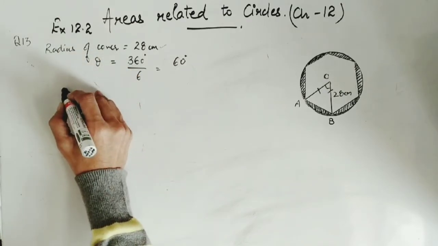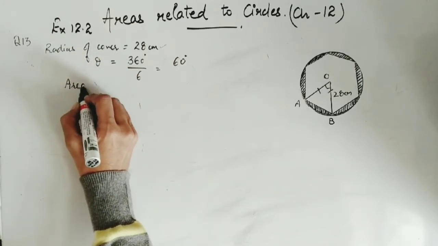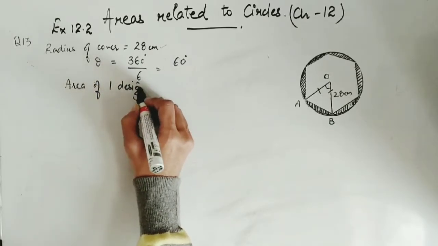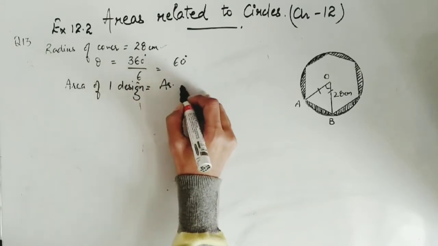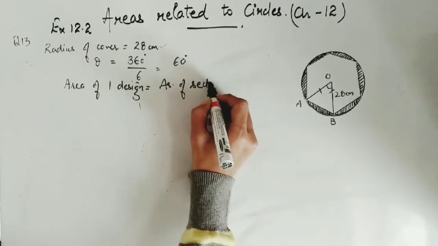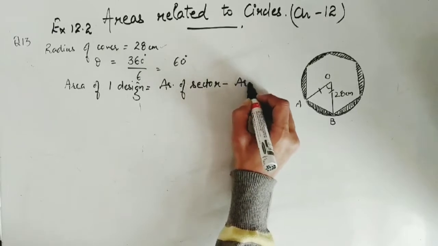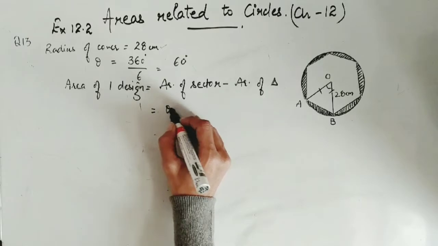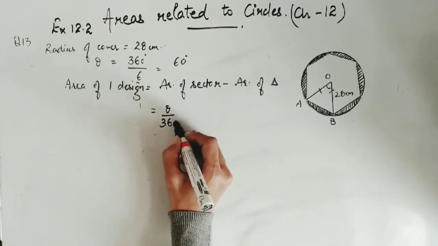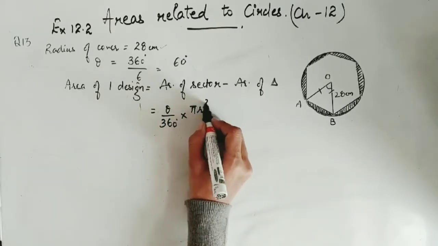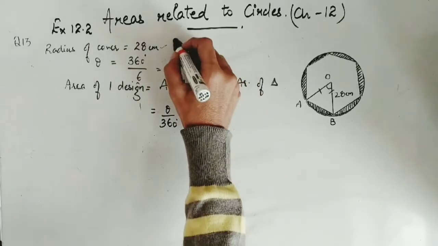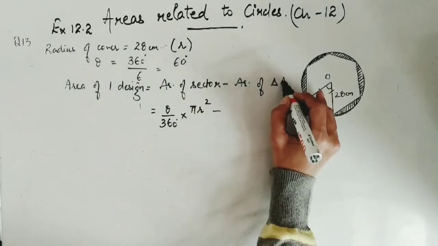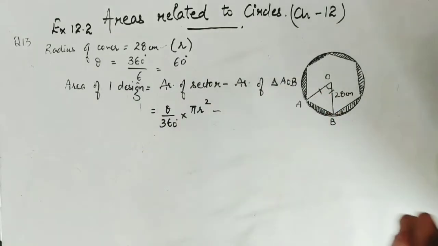Triangle area of one design will be area of sector minus area of triangle. You know the sector's area, we would straight away apply the formula. We have all the values. Theta is found, R we have. But for triangle AOB's area, you know there are two methods.